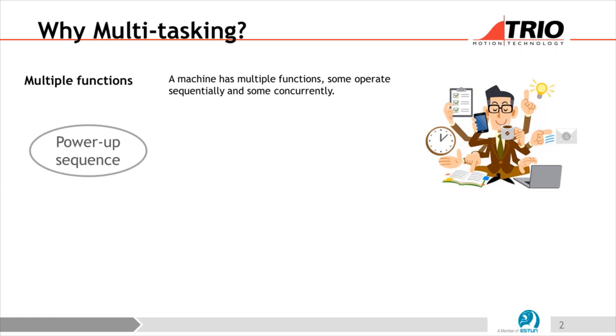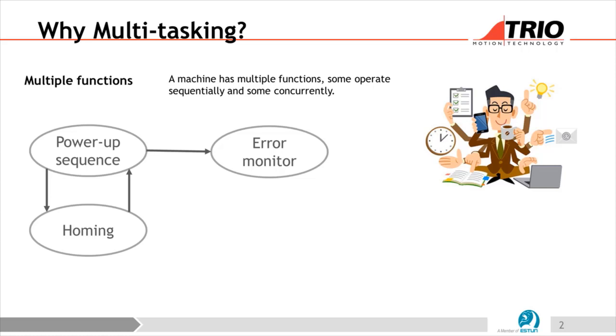Typically we might have a power-up sequence, which would involve our startup program we've just been looking at. After power up on the typical machine, you might want to home the axes, because a lot of times these have incremental encoders, so on power up you don't know where they are, so you have to go and find some known position to home it.